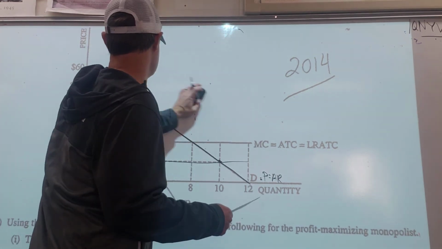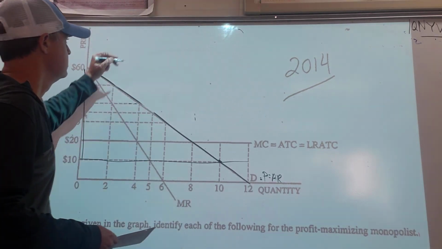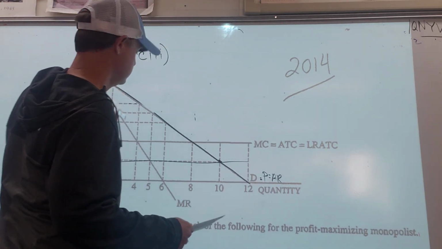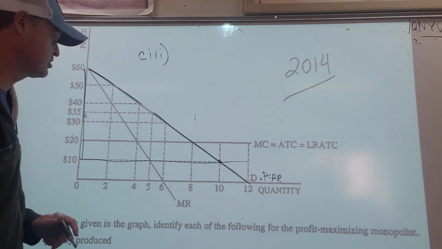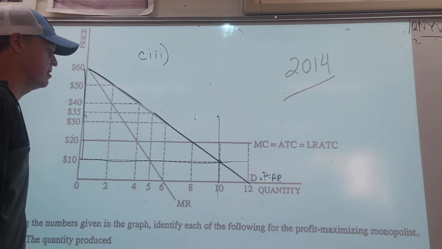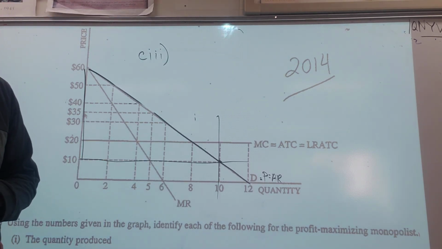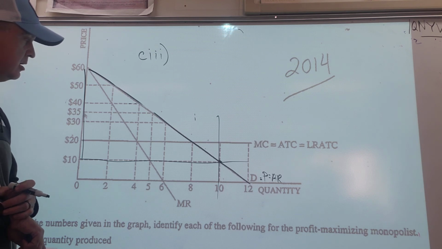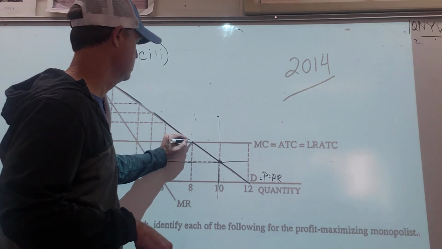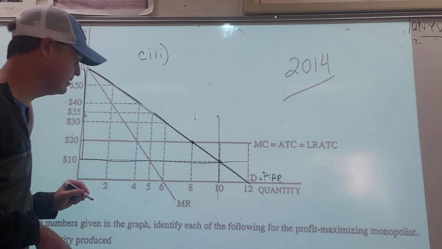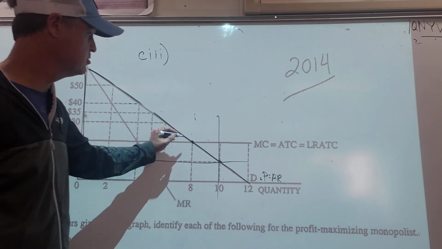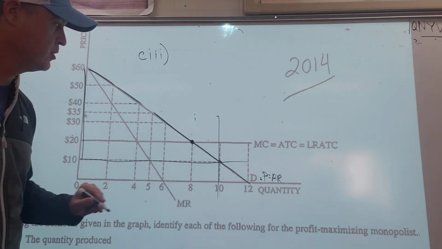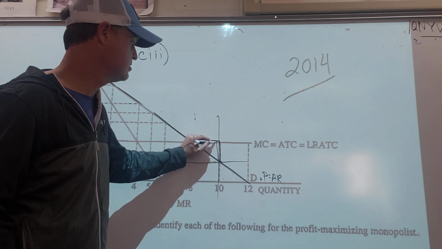CIII says the deadweight loss. The deadweight loss is the difference between what is socially optimal and what we actually produce. We produce 10, so we know that there. Socially optimal, with 0 deadweight loss, is here at P equals MC. So the difference between what is efficient and what we actually produce; the nose of the triangle always points to what is efficient. So our deadweight loss is just that little triangle there.